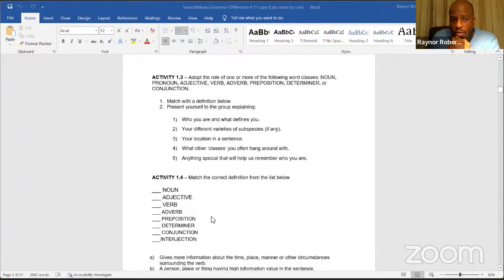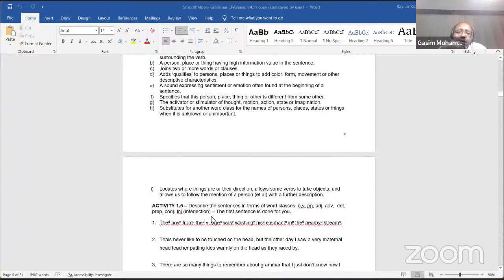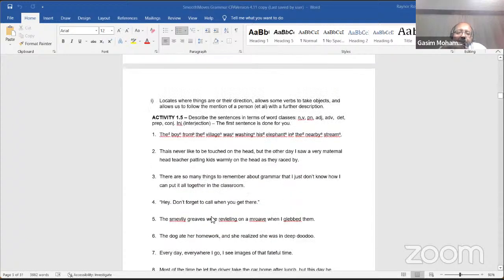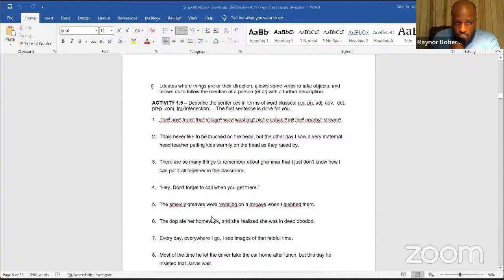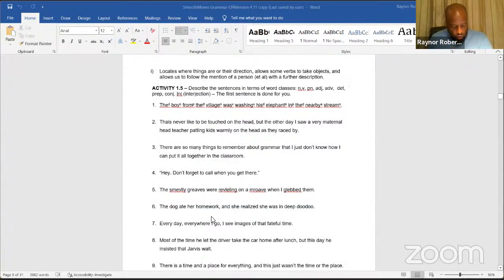I was wondering if we can do sentence number 3, because it had a lot of words. You want to do 3 real quick? Yeah, sure. Because I already see so many things. So there. There is a crazy word, but go.